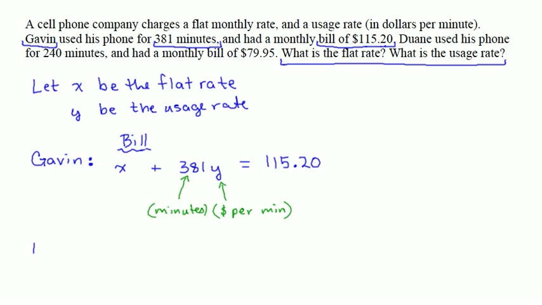Now we'll make another equation from Dwayne. His bill is again the flat rate plus the number of minutes, which in this case is 240, times the usage rate y, and his bill is $79.95. So we now have two equations and two unknowns, and we can solve this system of equations to find the flat rate and the usage rate. I'm going to rewrite them so that we can get ready to use the elimination method.